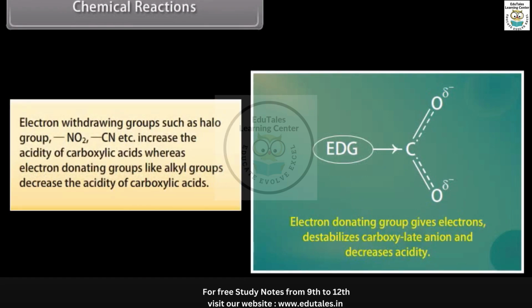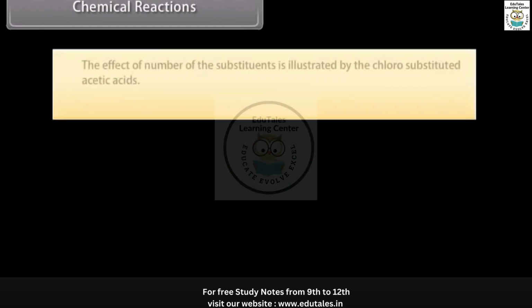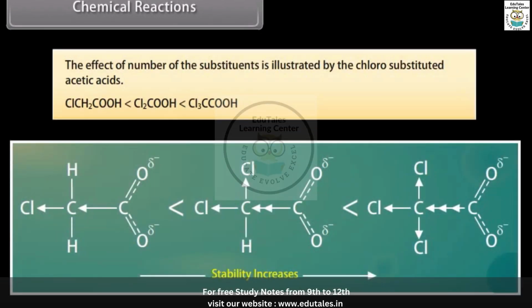Electron withdrawing groups such as halo group, NO2, CN, etc. increase the acidity of carboxylic acids, whereas electron donating groups like alkyl groups decrease the acidity of carboxylic acids. The effect of the number of substituents is illustrated by the chloro-substituted acetic acids. The acid strength increases from chloroacetic acid to trichloroacetic acid.